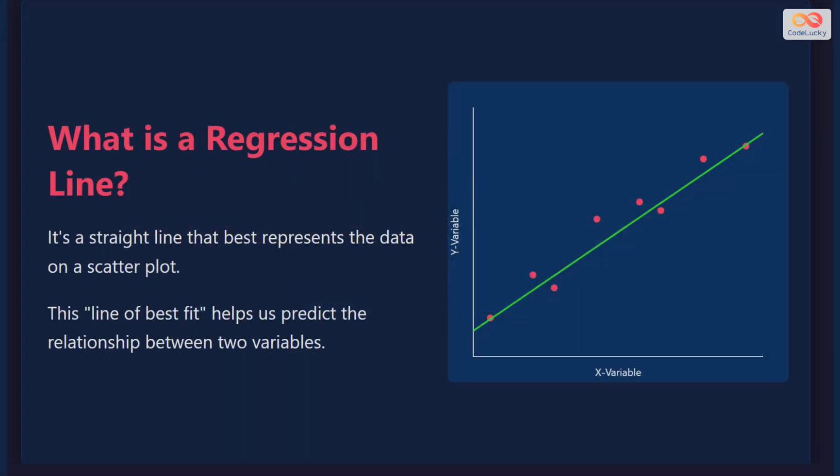So, what exactly is a regression line? Imagine you have a set of data points on a graph. A regression line, or the line of best fit, is a single straight line that best captures the trend of that data. It helps us see and predict the relationship between two variables.